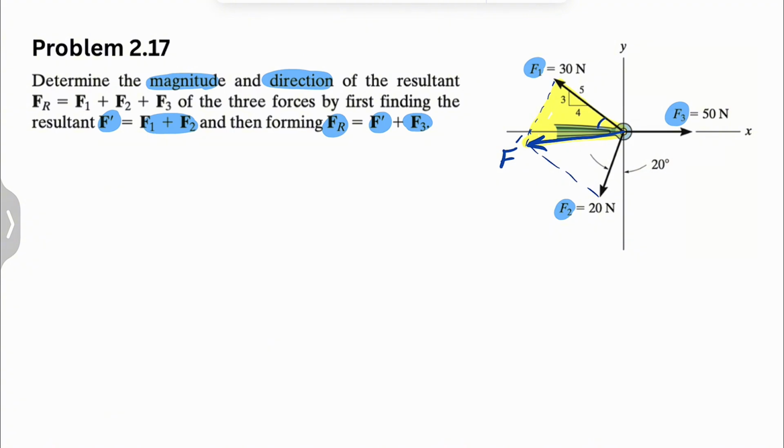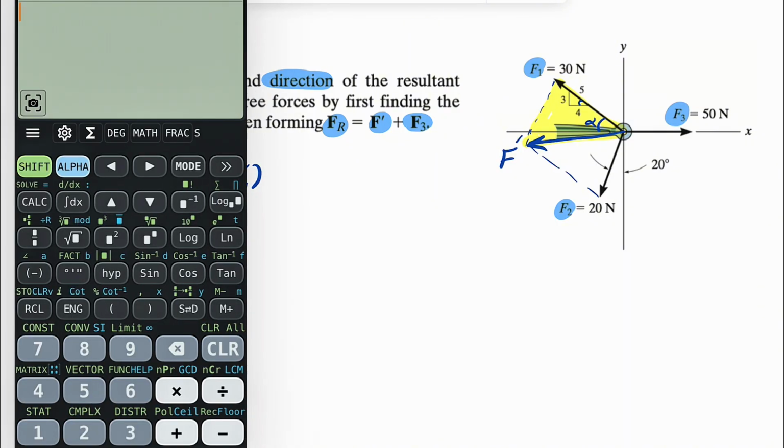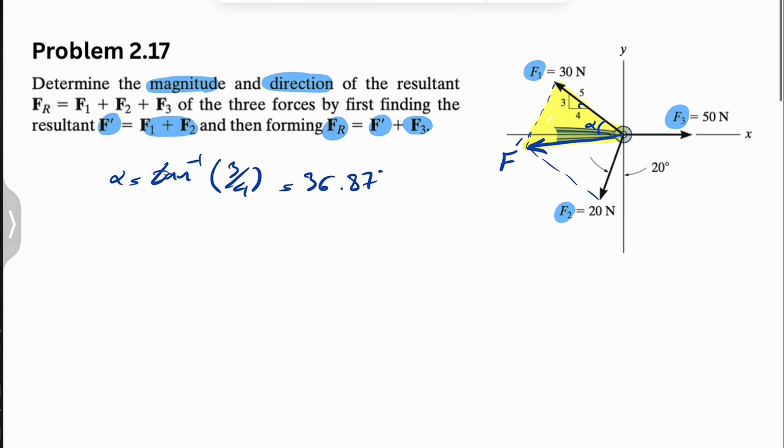From the question we can find this angle here, and we can call the angle maybe alpha, so alpha would be tangent inverse of the opposite over the adjacent, or 3 over 4. Let's see what we get. Tangent inverse of 3 divided by 4 is 36.87 degrees. And now we have the angle alpha.